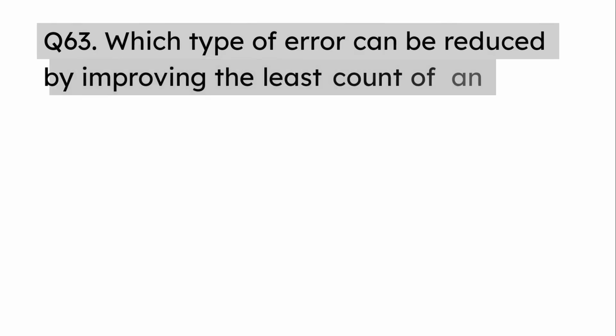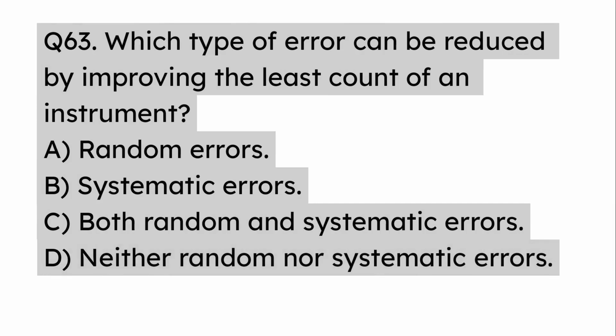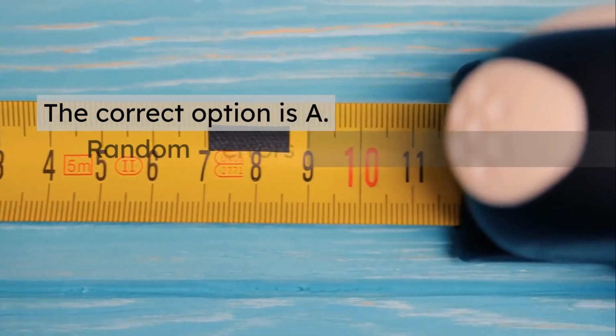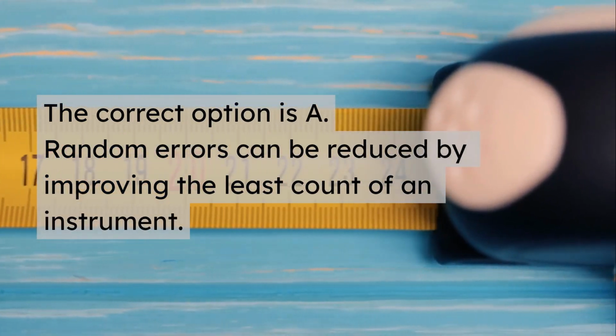Q63. Which type of error can be reduced by improving the least count of an instrument? A. Random errors. B. Systematic errors. C. Both random and systematic errors. D. Neither random nor systematic errors. The correct option is A. Random errors can be reduced by improving the least count of an instrument.